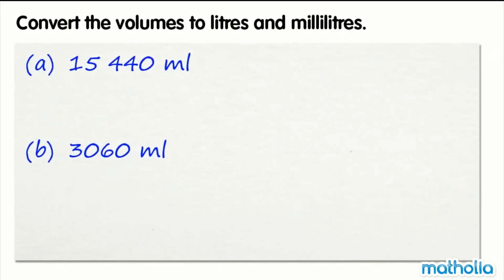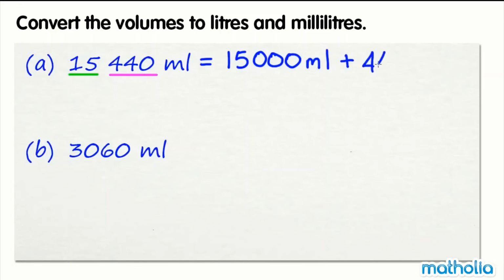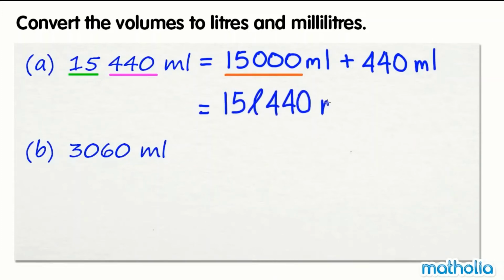Convert the volumes to litres and millilitres. We can rewrite 15,440 millilitres as 15,000 millilitres plus 440 millilitres. 15,000 millilitres is equal to 15 litres, so the volume is 15 litres, 440 millilitres.